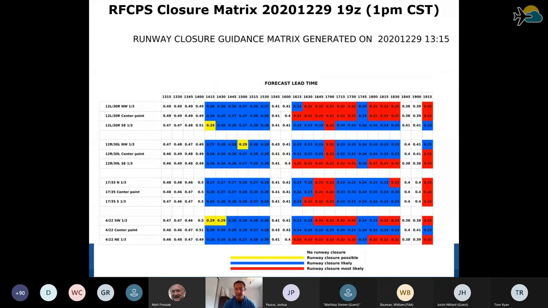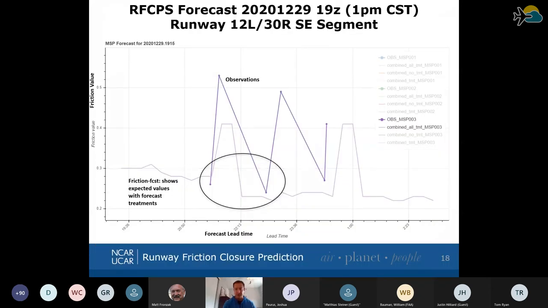You can see on the closure matrix here that since this was a colder event and we were already starting with cold road temps, we were saying that as the snow started, runway closures were going to be likely, and then really most likely on most runway segments as we got into the afternoon on the 29th and continuing into the 30th. Next slide, please.